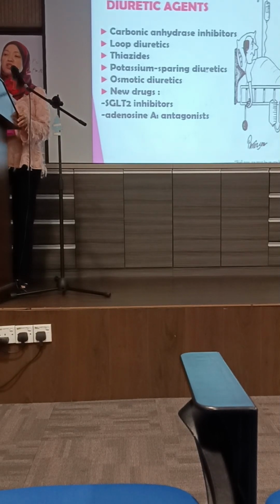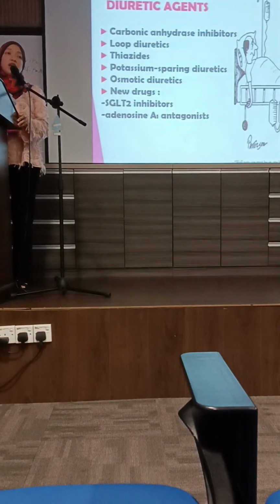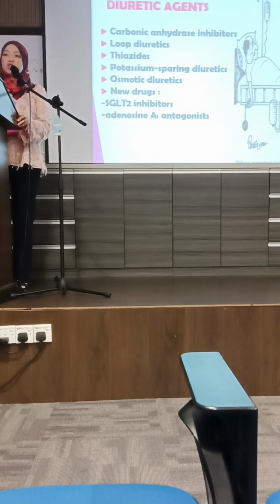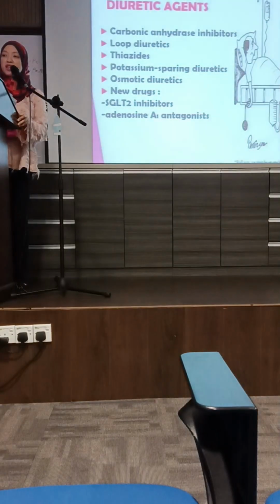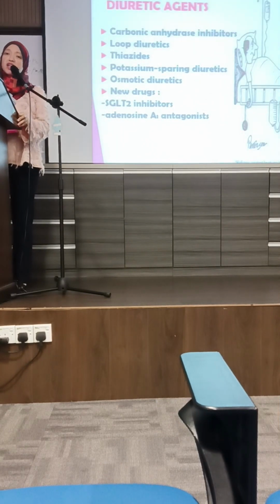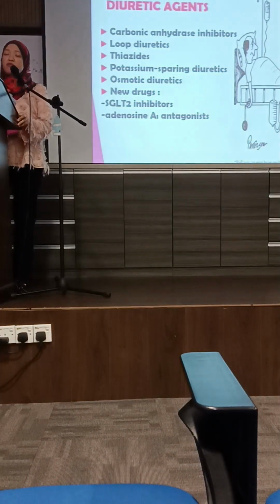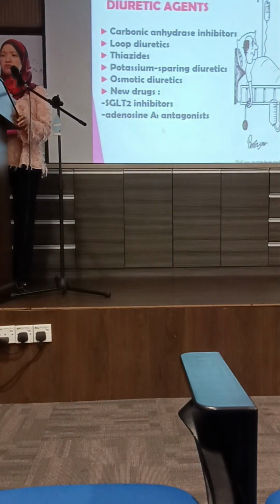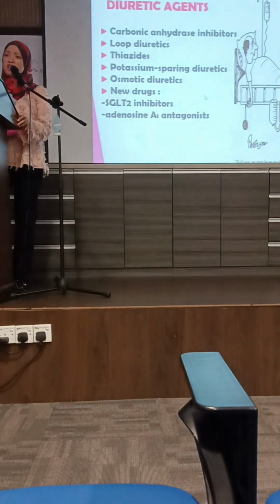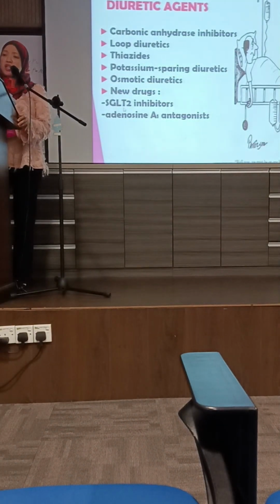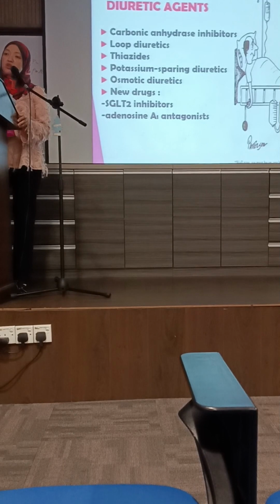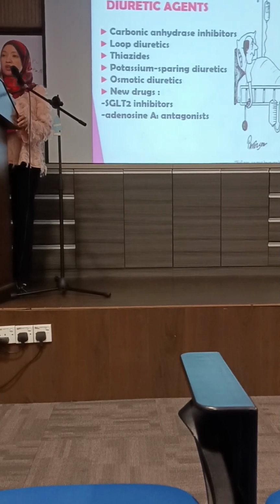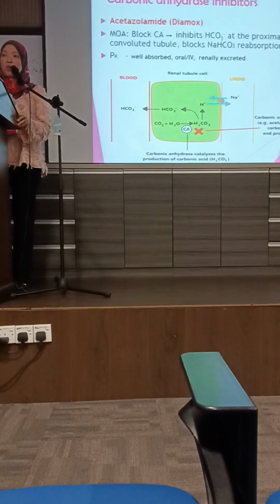As the name says, potassium sparing, which I emphasized earlier at the collecting tubule. Collecting tubule plays a major role in potassium regulation. So potassium sparing diuretics play a role in the collecting tubule. So it is easy to remember diuretic agents based on the site of action. So you can remember the mechanism of action easily. Okay, and then we also have osmotic diuretics and some of the newer drugs, SGLT2 inhibitors and adenosine A1 antagonists, which are not so commonly used compared to other diuretic agents. Okay, so let's go into detail one by one.